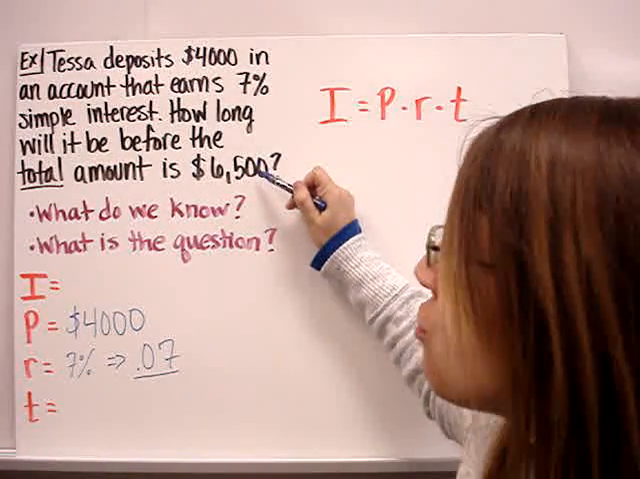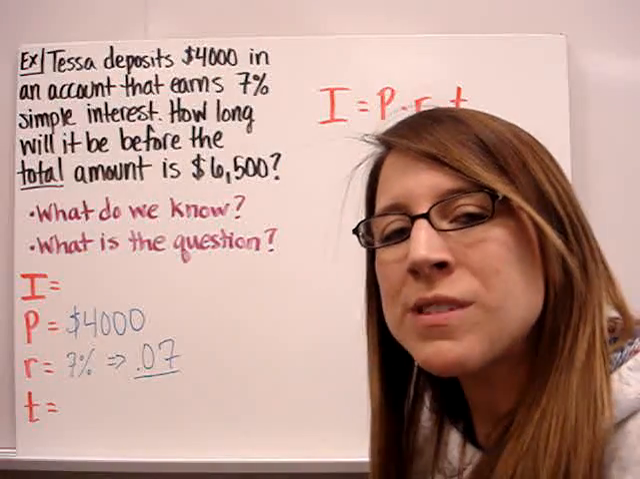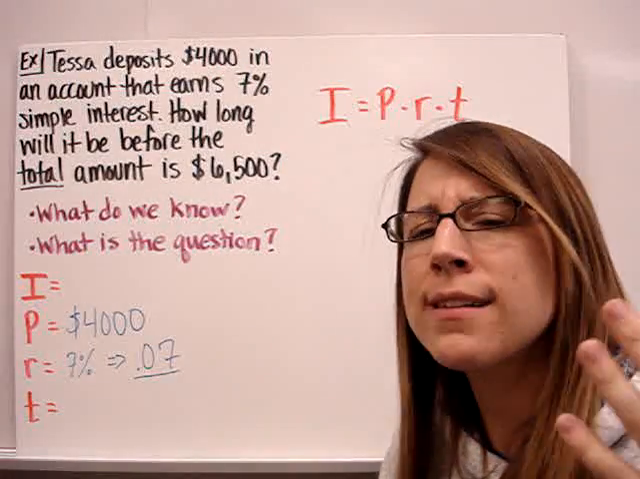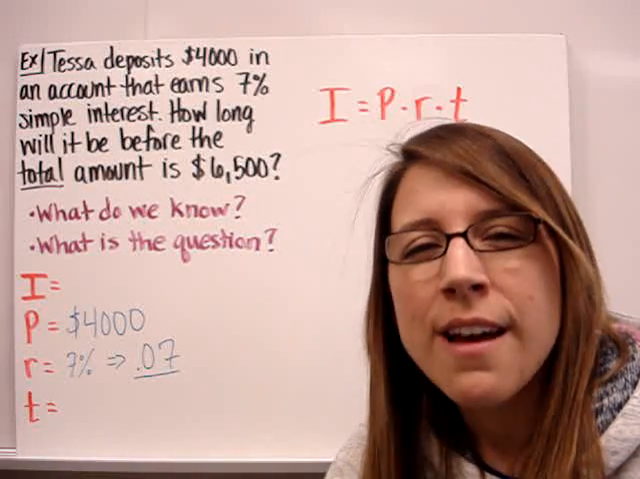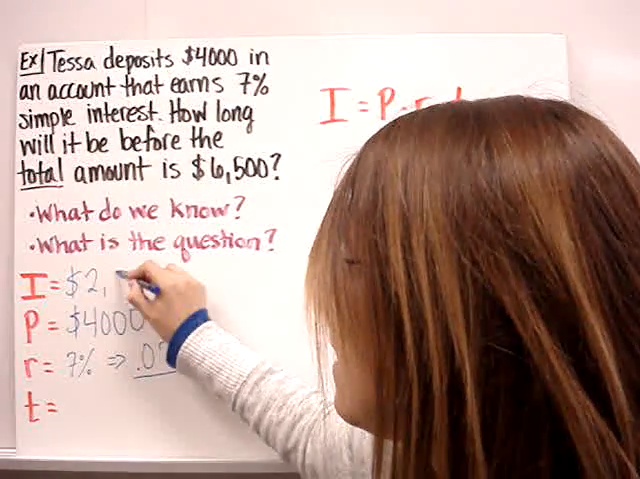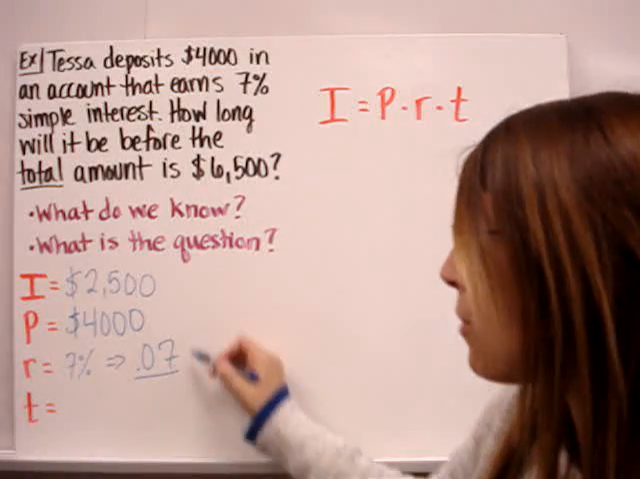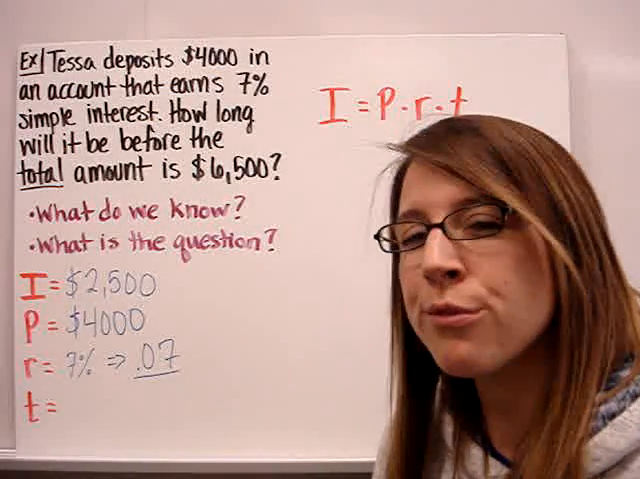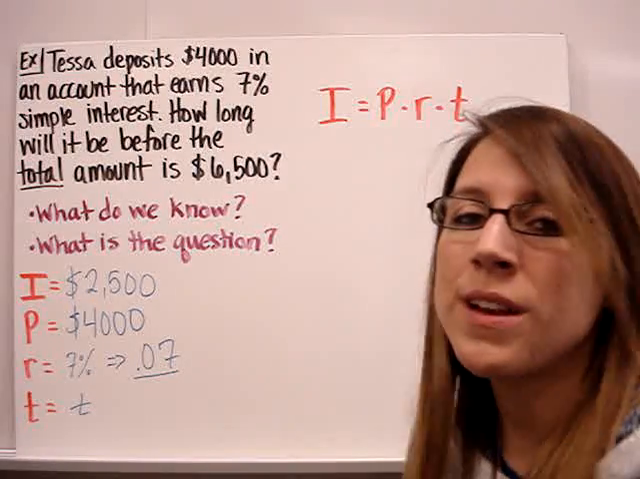So if I had $6,500 and I had initially deposited $4,000, the amount that was added to it, well, I would have to subtract $6,500 minus $4,000, and that's $2,500. So that amount is the interest. Okay? So I have 3 of the items. I know 3, so therefore I can solve for the 4th, and t we're just going to keep as t.